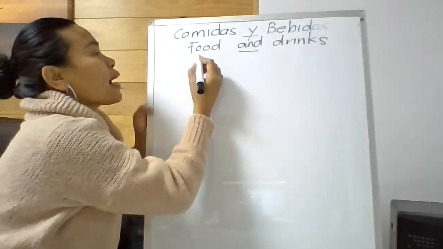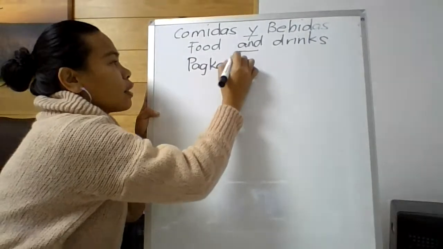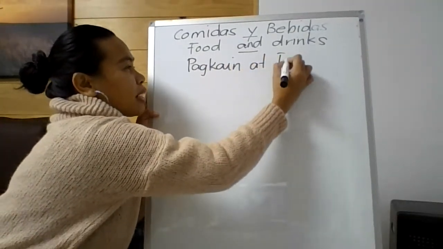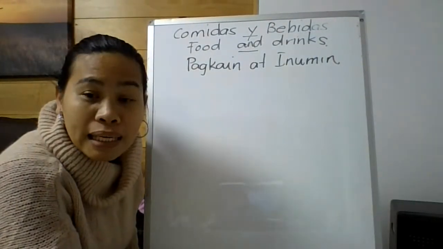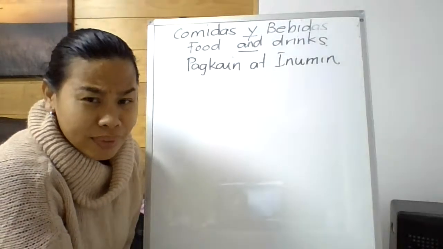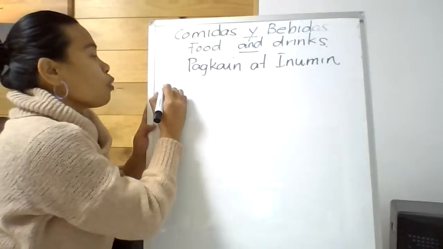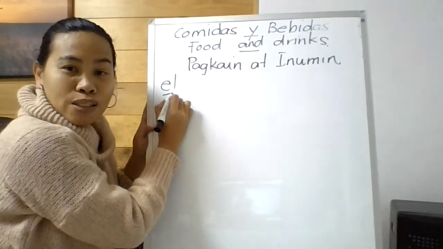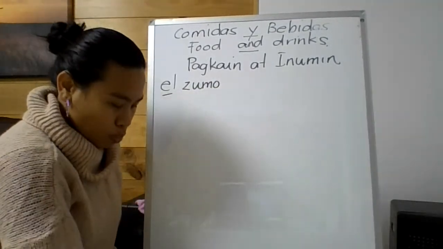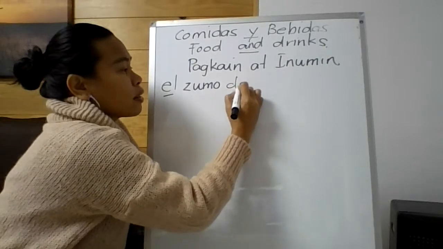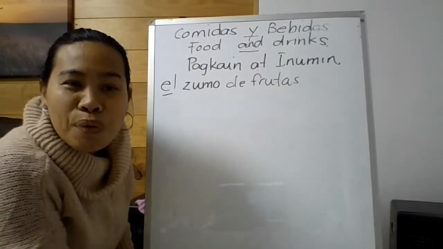Okay, in Tagalog, pagkain at inumin. Pagkain at inumin. Ayan. So, for example, el sumo, so this is masculino, el sumo de frutas. What is sumo in English?